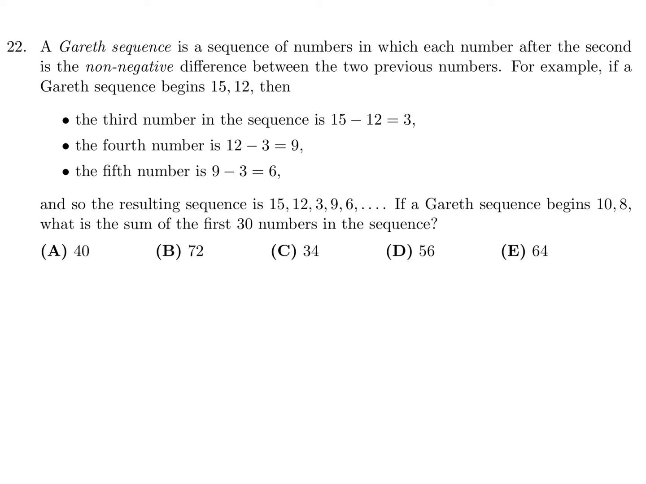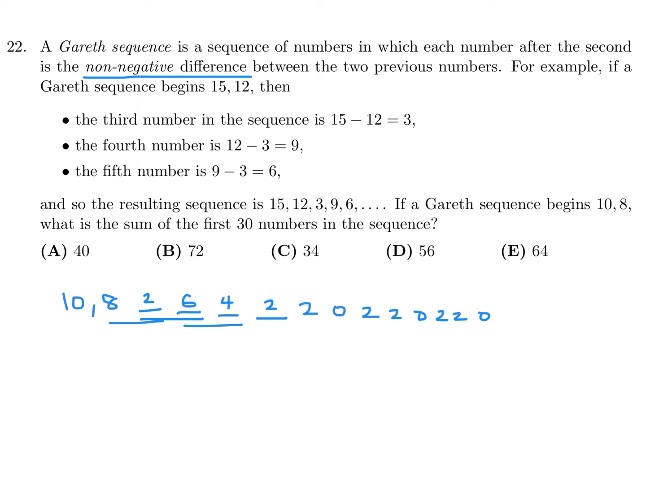Okay, so let's make the sequence 10, 8. The next one would be the difference between 10 and 8, the non-negative difference. That's 2. Then the next number would be the non-negative difference of those two, which is 6. And the next would be the non-negative difference of that, which is 4. Non-negative difference of 6 and 4, which is 2. And let's just keep going like this. I'm not going to talk you through it, I'm just going to do it manually. 0, 2, 2, 0, 2, 2, 0.